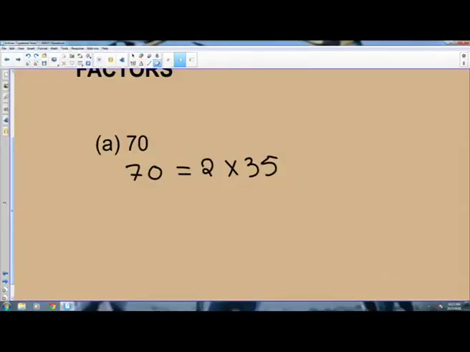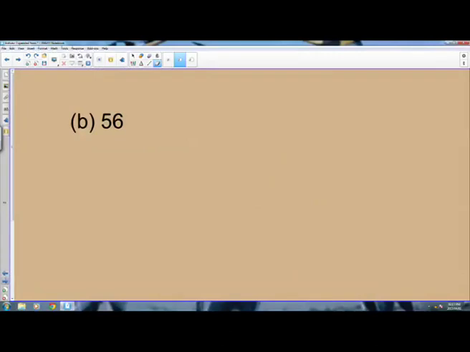So this will be 2, which is this one, then times 35. We need to look for a factor, in this case a prime factor, which can go into 35. That is 5. And then 5 times 7 is 35. So 70 as a product of its prime factors is 2 times 5 times 7. And then let us have a look at another example.